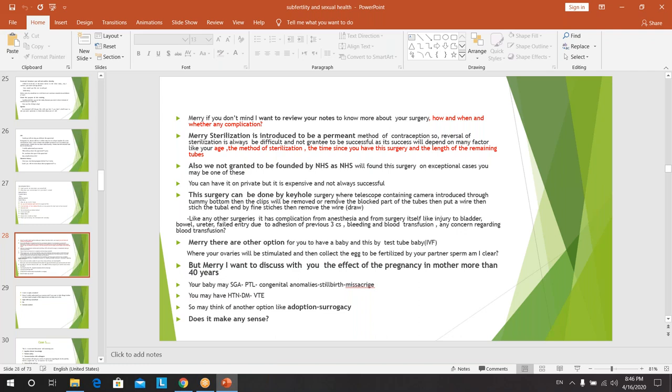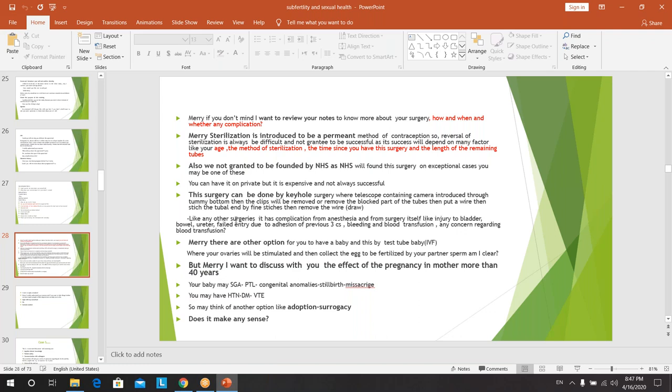It will be surgery, can be done laparoscopically. You will say, by telescope containing a camera, introduced through your tummy, and then the clips will be removed, or remove the blocked part of the tube, and you can draw and put a wire through the stitches, and the tube end will be sutured by fine stitches, and then remove the wire again. And you can draw a tube with two ends, remove the blocked ends, put wire, do re-anastomosis, connect the ends again. After that, remove the wire. Am I clear so far?